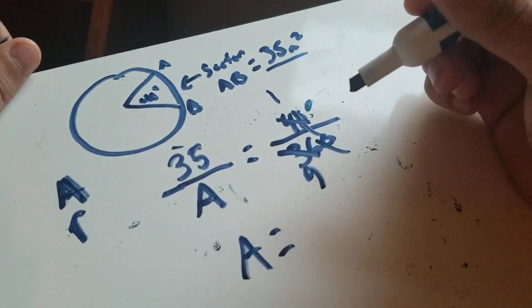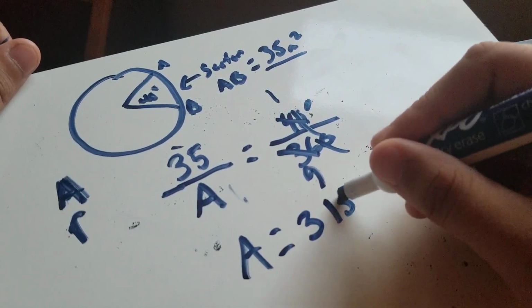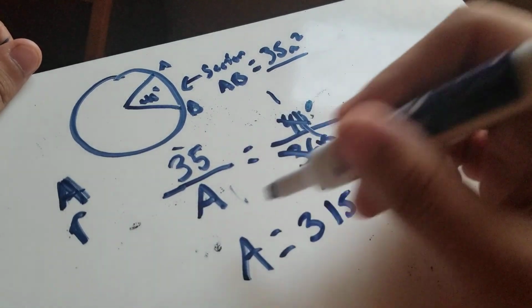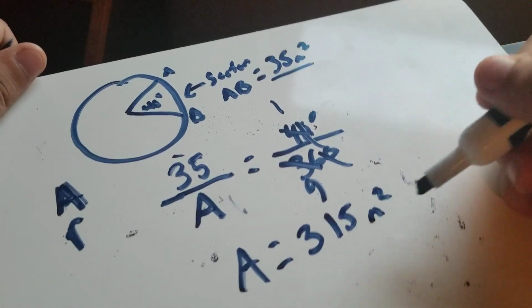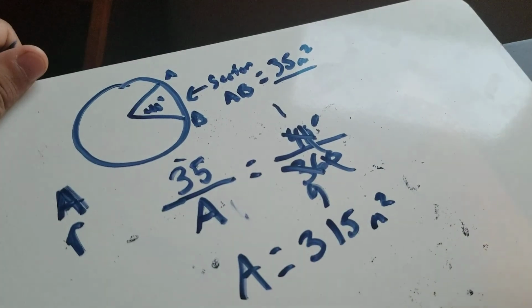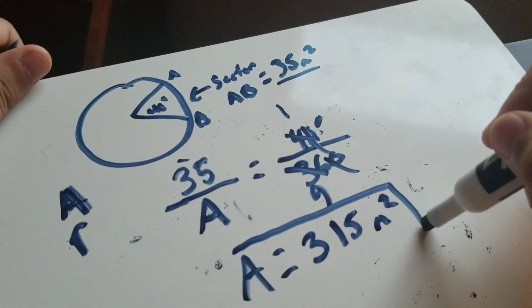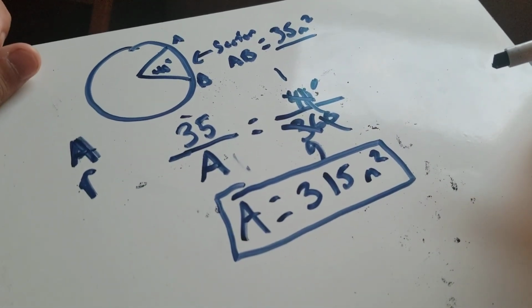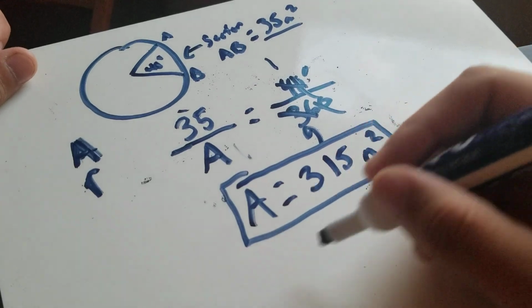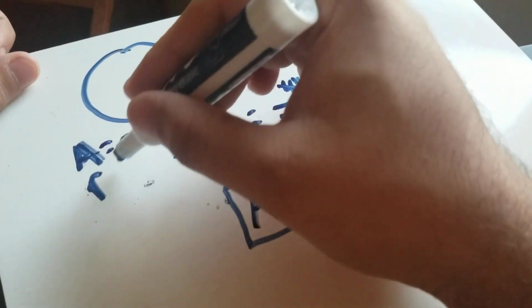350 minus 35, so 315. Yeah. So the area is 315 meters squared, just because it's meters. Again, I'm not too picky about units, I'm just showing it to be proper. So that's my area of the whole circle. What is the radius, though? Well, we got the area, which is 315.